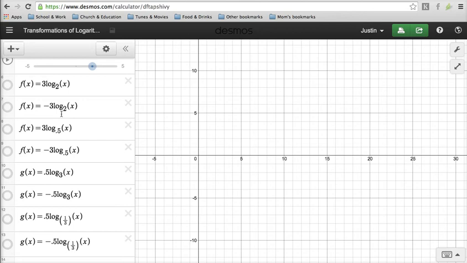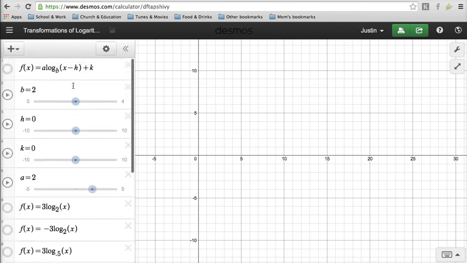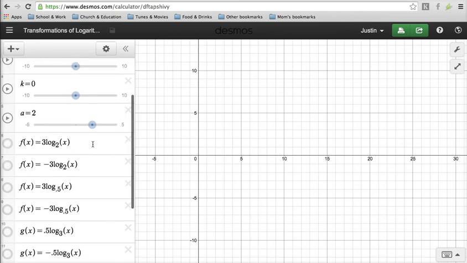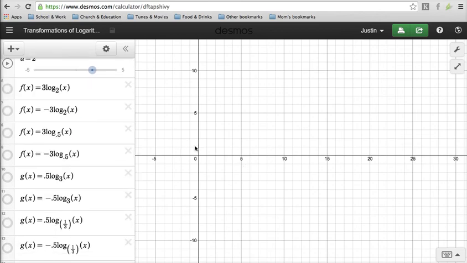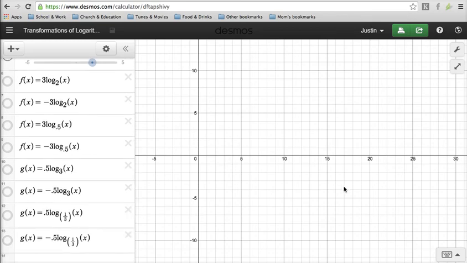Have you actually copied them down? Good. So what we're really looking at, notice there's no h and there's no k. So we're not looking at moving the function up and down, or left and right. This is more about shape. Does it look like this, or this?